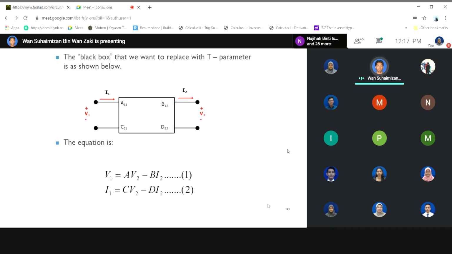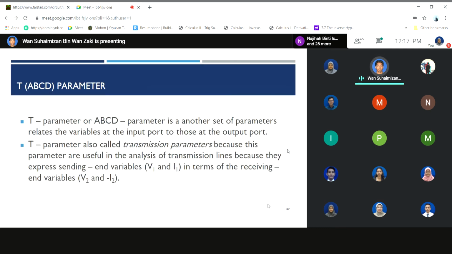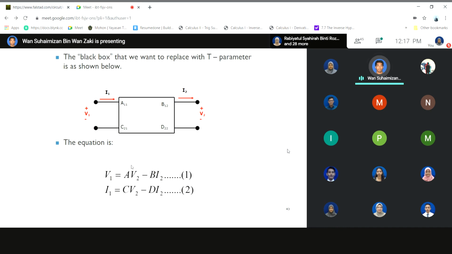The last parameter we call the ABCD parameter or T parameter, transmission parameter, right? The T parameter or ABCD parameter is another set of parameters relating variables at the input port to those at the output port. The T parameter is called transmission because these parameters are useful in the analysis of transmission lines, because they express the sending end variables V1 and I1 in terms of the receiving end variables V2 and negative I2. So let's see what the transmission parameter is.